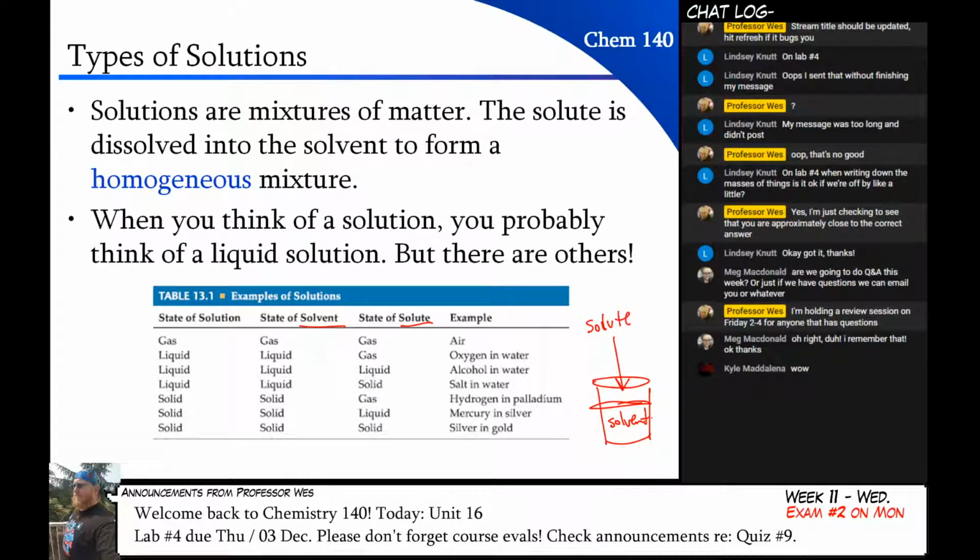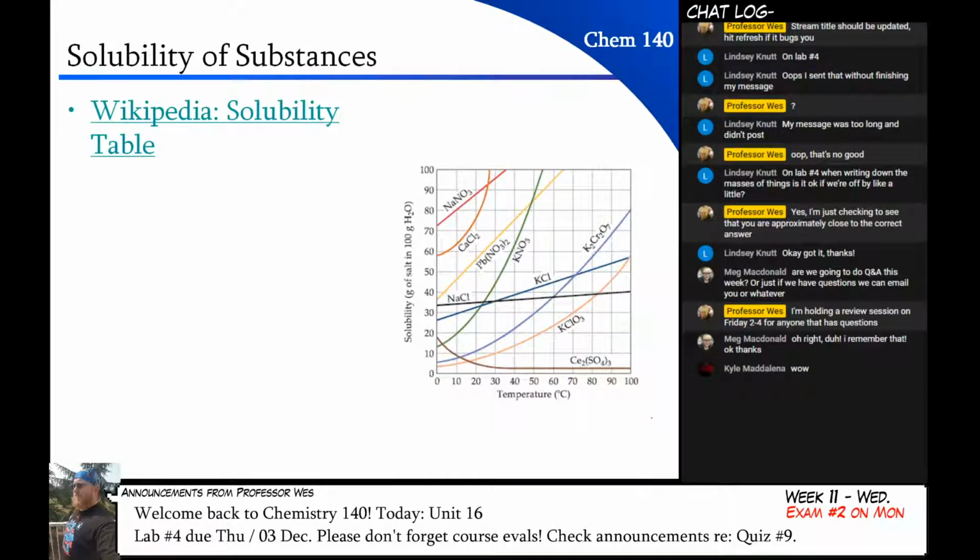For the purposes of this class, the solutions that we're going to care about are going to have the solvent be both in the liquid phase and also be water. And we call those aqueous solutions again. All right, now let's talk about some properties of solutions, like how much can you dissolve in stuff, what are some terms that we use for that, etc., because we're going to be using these.